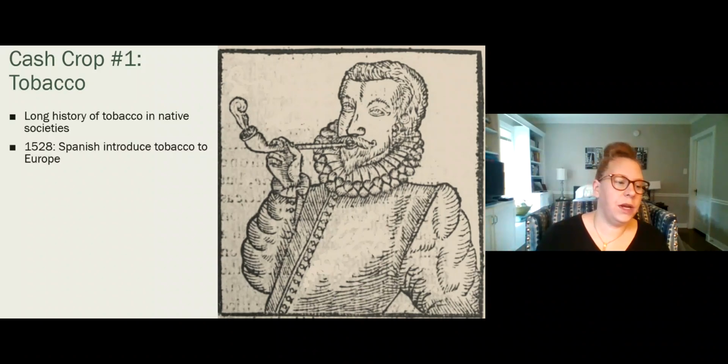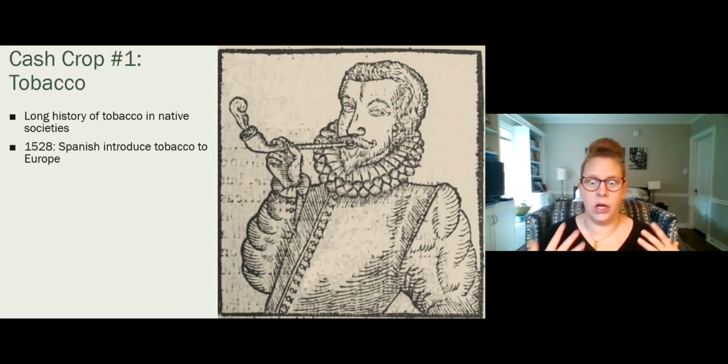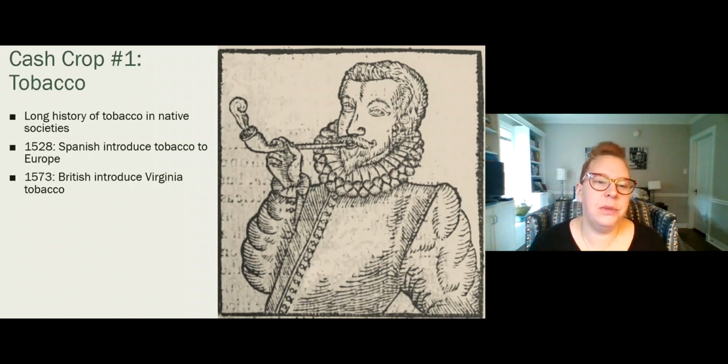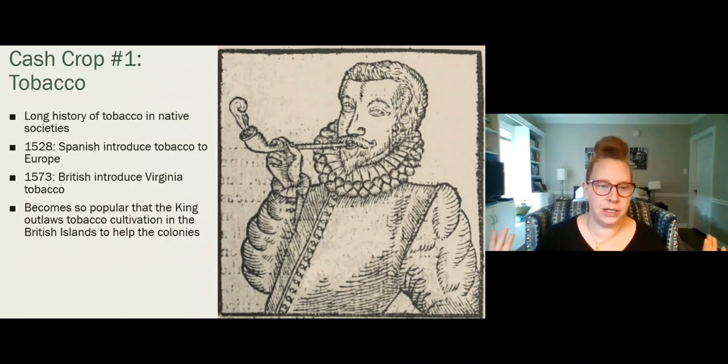In 1528, the Spanish introduced tobacco to Europe. Europe goes crazy, right? They get hooked on it. They're like, oh my God, I don't know why it's so good, but I just need more. I need more. And then a little bit later, the British bring Virginia tobacco. Virginia tobacco is Flavor Town, all right? That's the smoothest, mellowest tobacco.